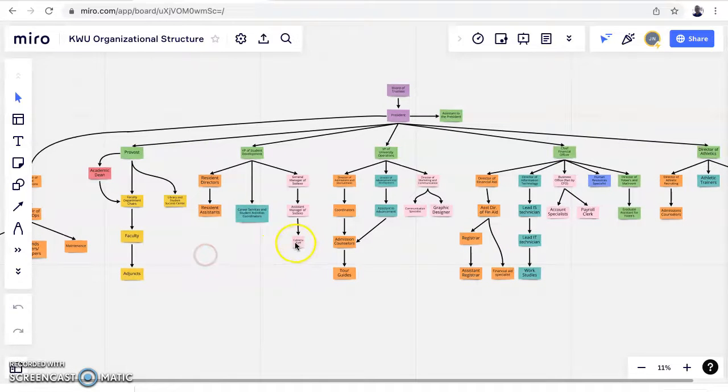Once again, I'd call it a functional model. We have a bunch of different departments with all their own specialties, and then they're all under a director and then under a vice president, followed by the president.